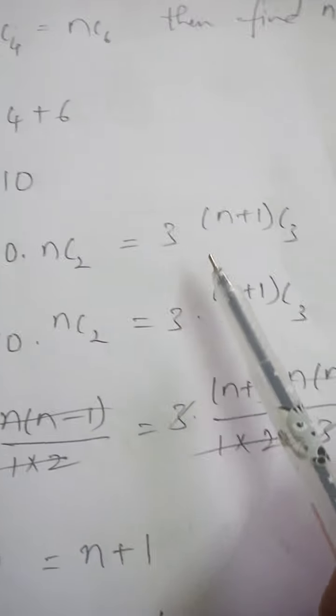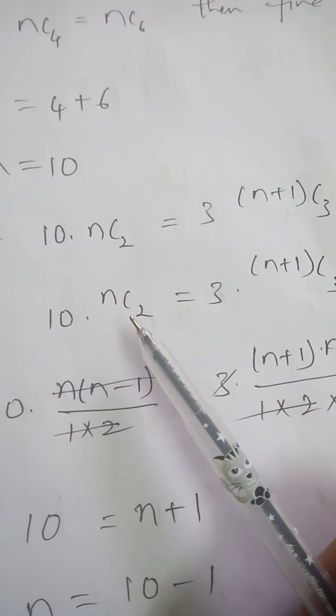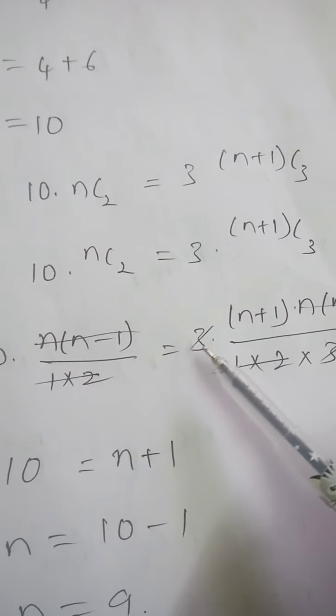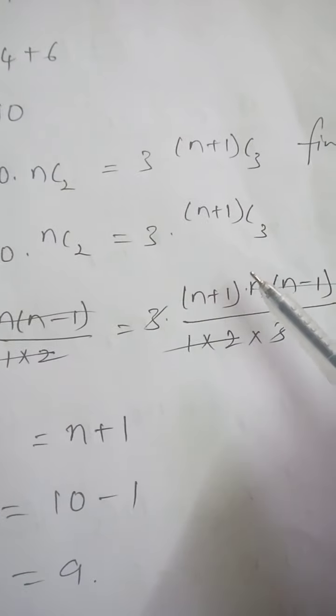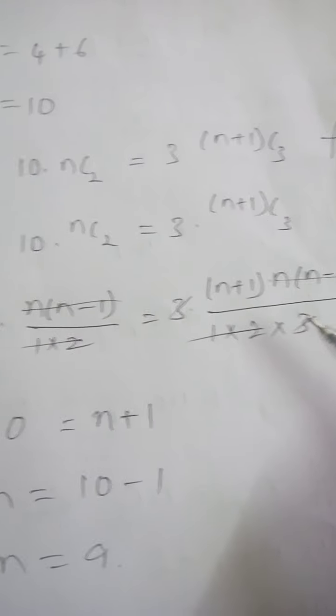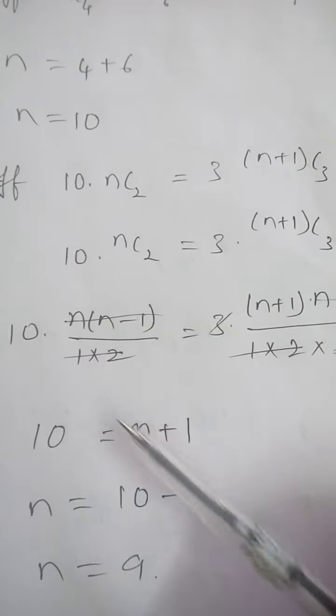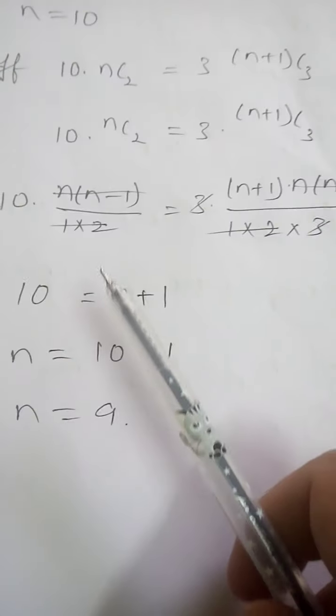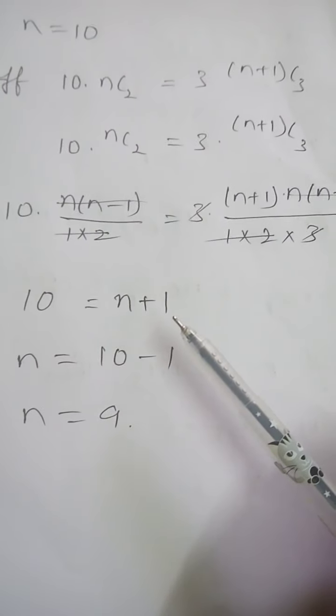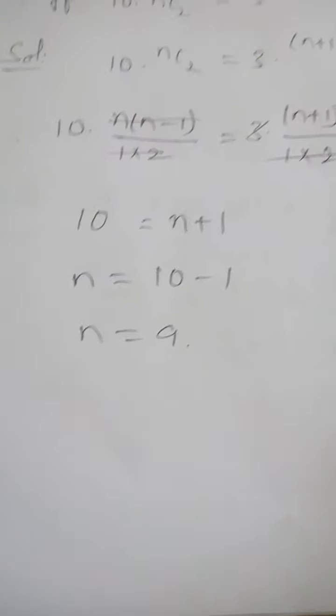If 10 into nC2 is equal to 3 into (n plus 1)C3, find n. So 10 into nC2 is equal to 3 into (n plus 1)C3. nC2 can be written as n into (n minus 1) by 1 into 2, so 10 into n(n minus 1) by 1 into 2 is equal to 3 into (n plus 1) into n into (n minus 1) by 1 into 2 into 3. 3 cancels, 2 cancels, n into (n minus 1) cancels. So it is 10 is equal to n plus 1, or n is equal to 10 minus 1, or n is equal to 9.